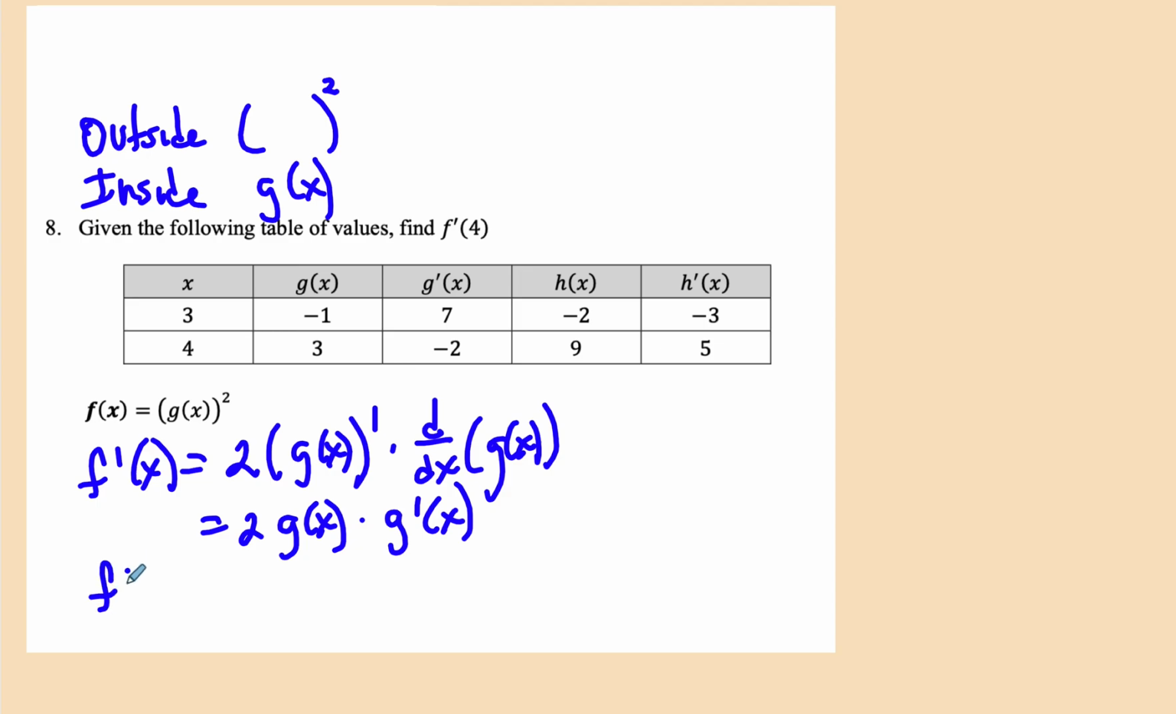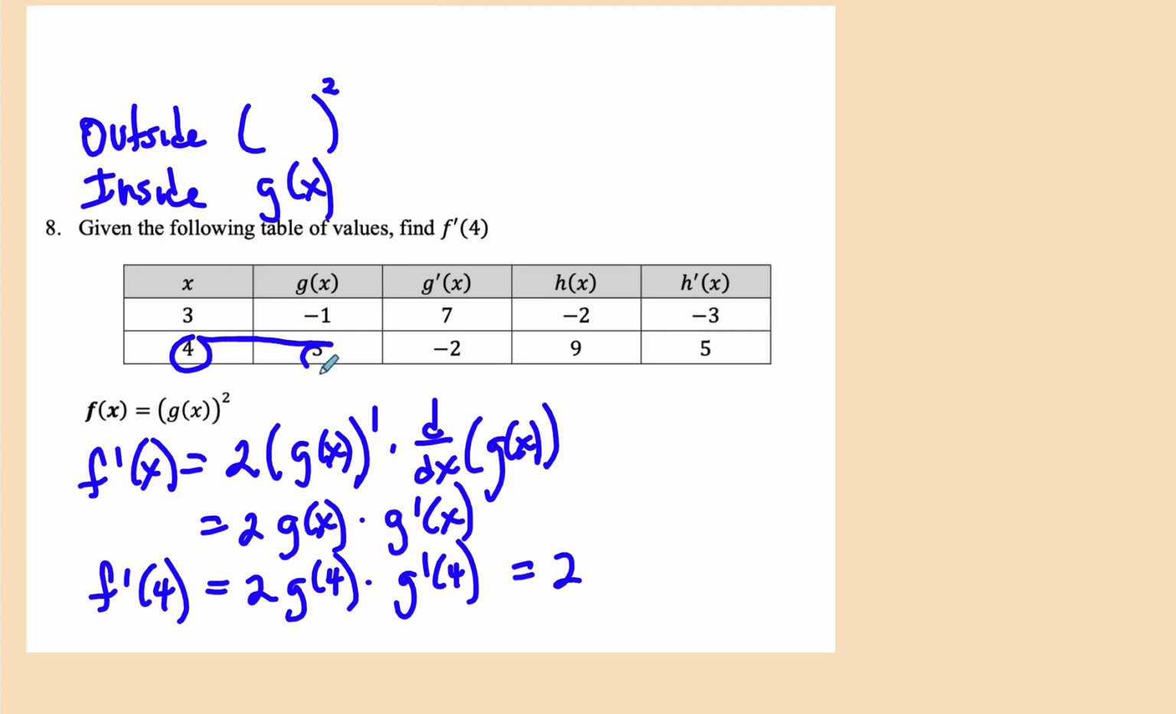I'd like to find the value at 4. So this will be 2 g of 4 times g prime of 4. So g of 4, here's 4, and g of 4 will be the number 3. And g prime of 4 will be -2, and so the answer will be -12.